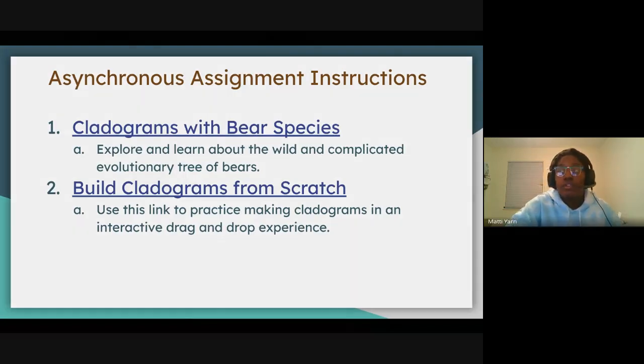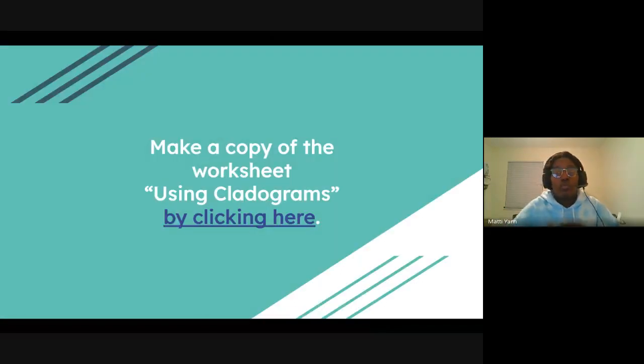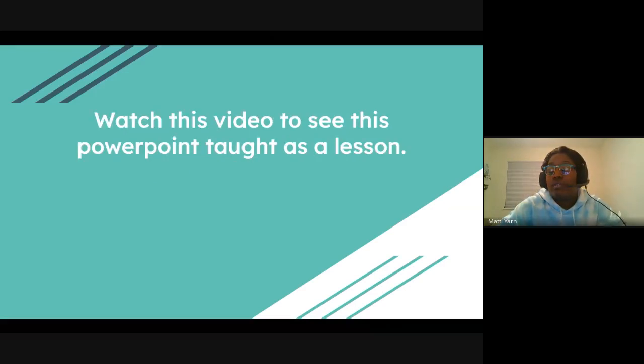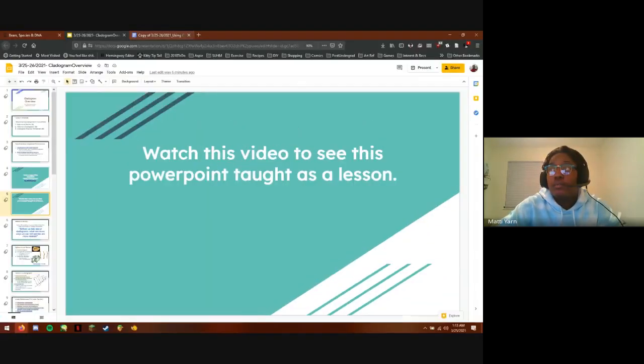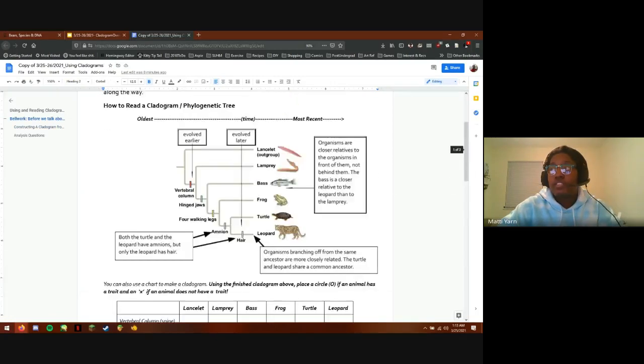Okay. So in class, we are going to work on a worksheet called Using Cladograms. You can make a copy of this either in Canvas, or you can click the link in the description to make a copy, or maybe you've already clicked this link in your own version of the PowerPoint. So it's going to look something like this.